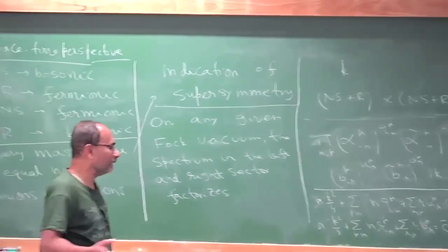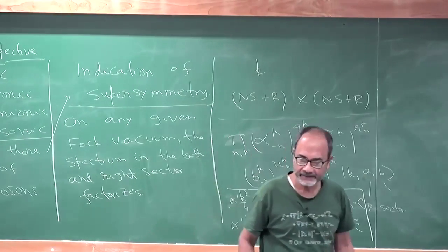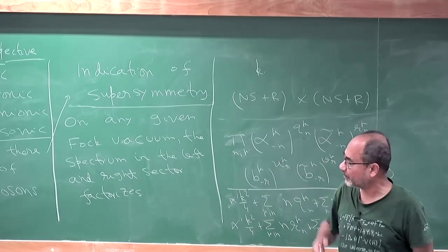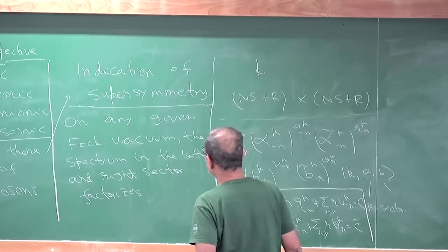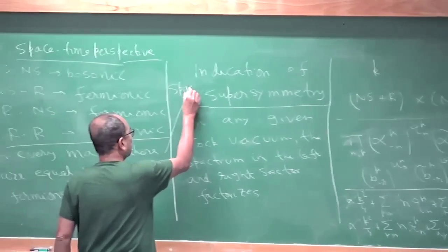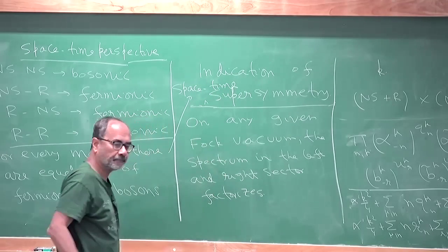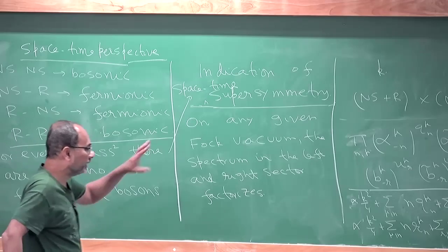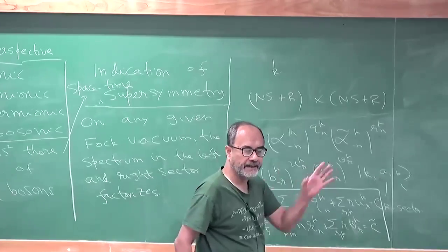But the first thing we'll use it for, for example, is the supersymmetry that we discussed, right? Space-time supersymmetry, not worldsheet supersymmetry. This is an indication of space-time supersymmetry. Worldsheet supersymmetry, of course, is something we started with. So this one can be seen separately on the left and right.